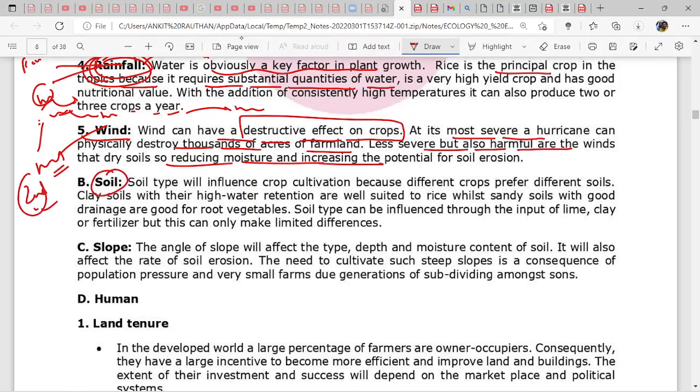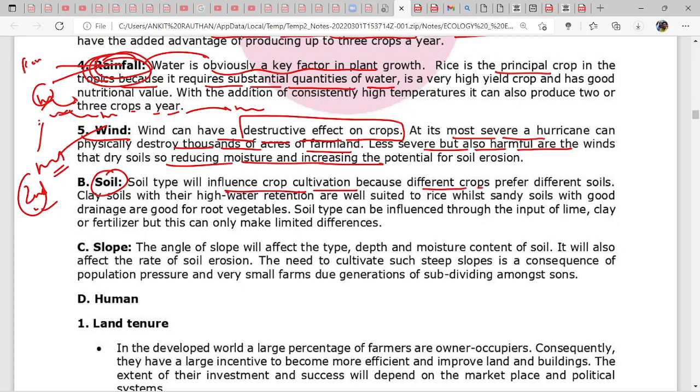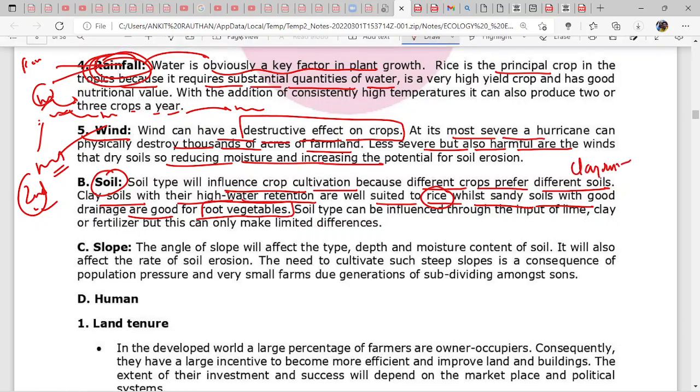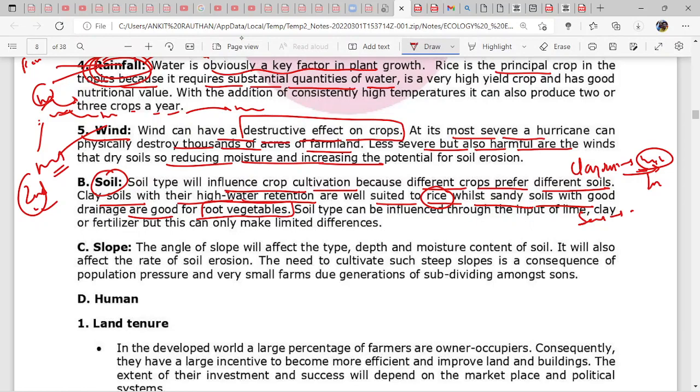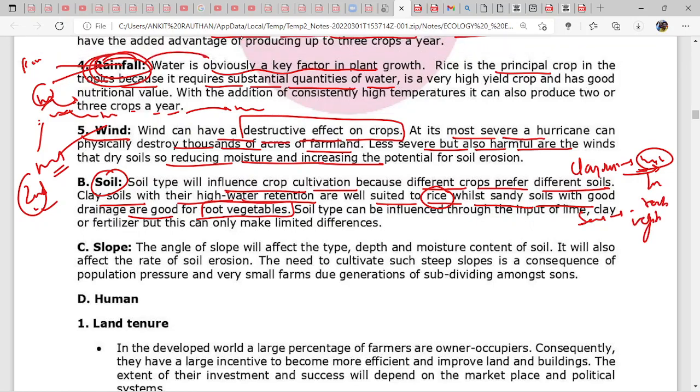Second factor is soil. Soil type will influence crop cultivation because different crops prefer different soils. Clay soils with high water retention are well suited to rice, while sandy soils with good drainage are good for root vegetables. Remember these two things. Examples are important, otherwise you will write a generic answer. So for clayey soil we have good rice, and for sandy soil we have good root vegetables.